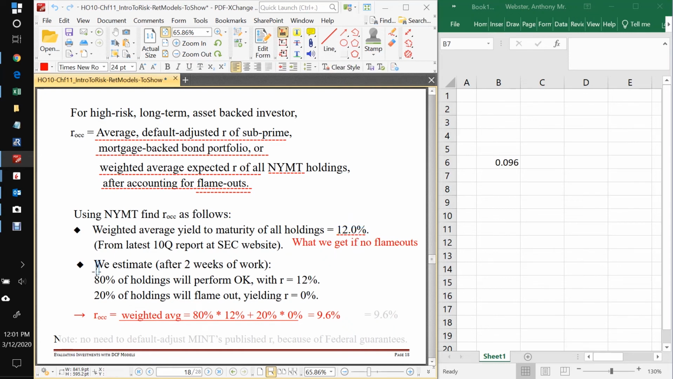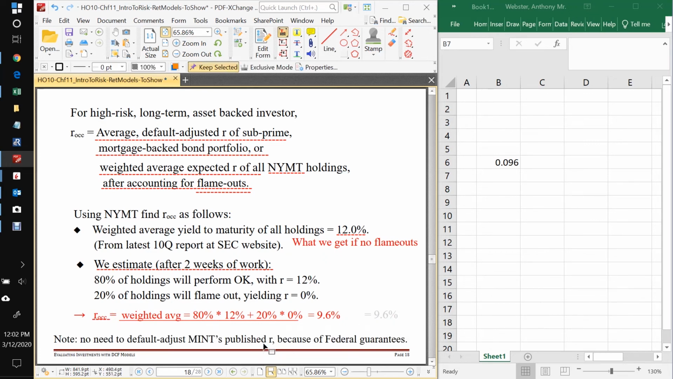This is a lot of work, okay? This is for professionals in finance, so clearly I would have to give you this information. I would say we've done the work, and we estimate that 80% are going to be fine, 20% are going to flame out, and then I could ask you to construct the opportunity cost of capital for this risky investment mission from the weighted average.